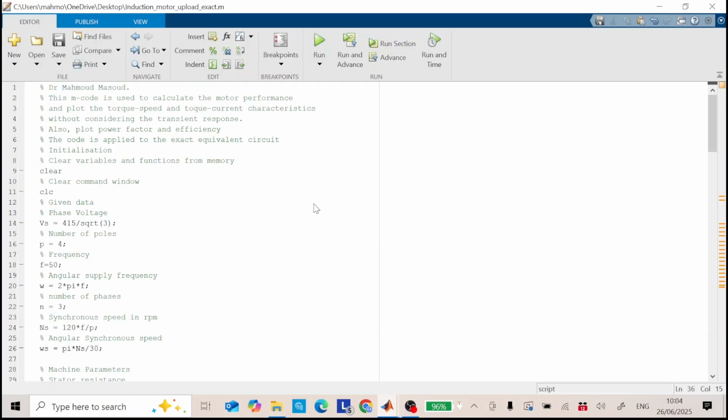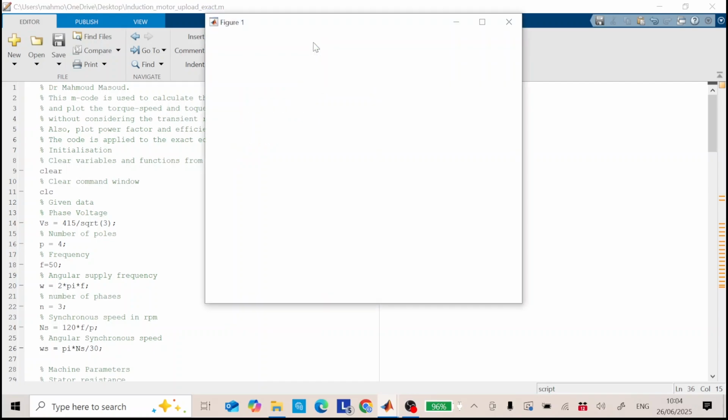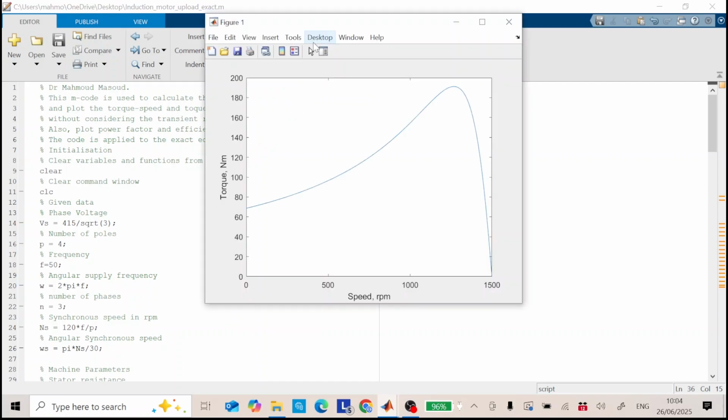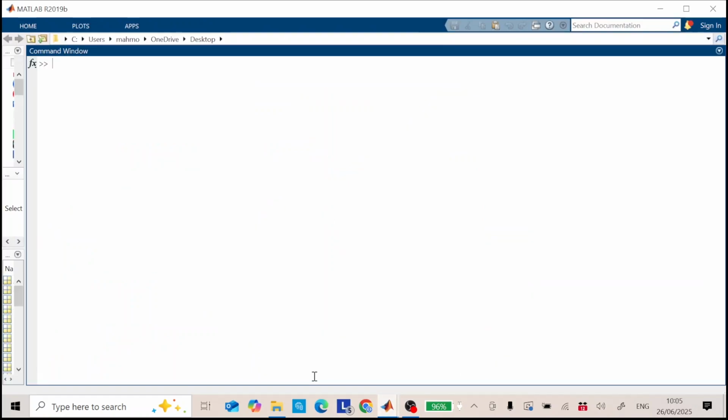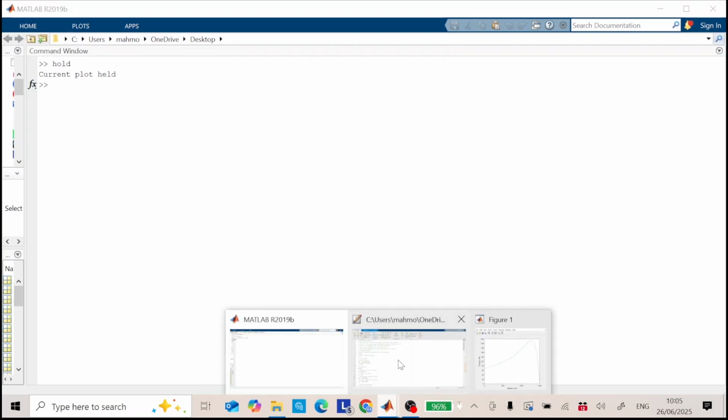But before returning back to our slides, we are going to test our code as a performance evaluation if we change constants or parameters. So here I disable the current, power factor, and efficiency curves, and we are going to focus only on the torque speed characteristics. So let us run our code. So we have the torque speed characteristics as we anticipated, and then I'm going to hold this figure. Return back to our code.